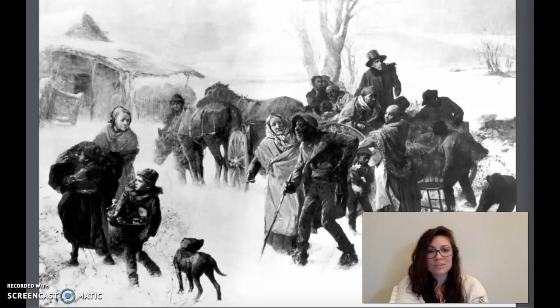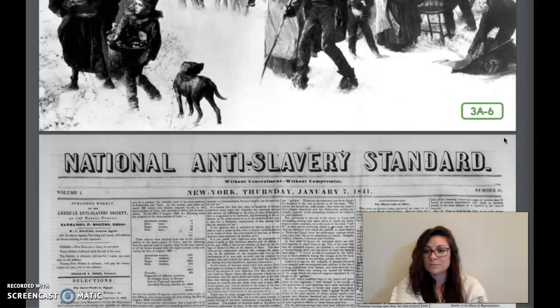This image here shows abolitionists working on the Underground Railroad. Abolitionists helped keep the Underground Railroad running smoothly, making sure that as many people as possible were able to escape slavery.